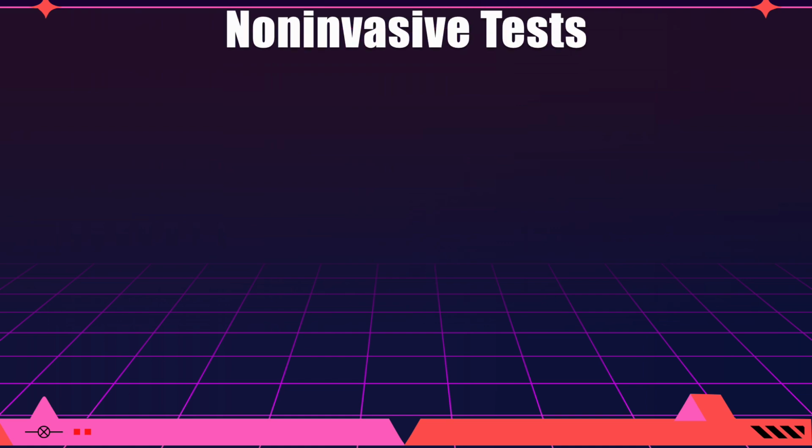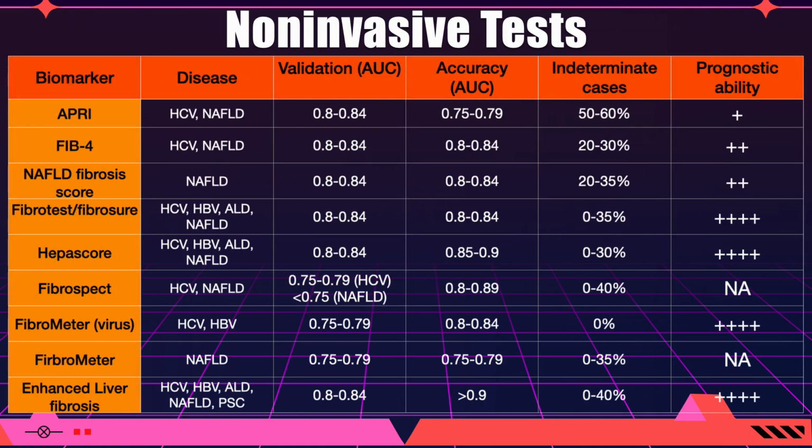This is a ready reference chart denoting accuracy, validity, and prognostic ability of many different biomarkers used for diagnosing different liver diseases like hepatitis B, hepatitis C, and NAFLD. Of these, APRI and FibroSure are used most commonly. Please note, these tests are not perfect.